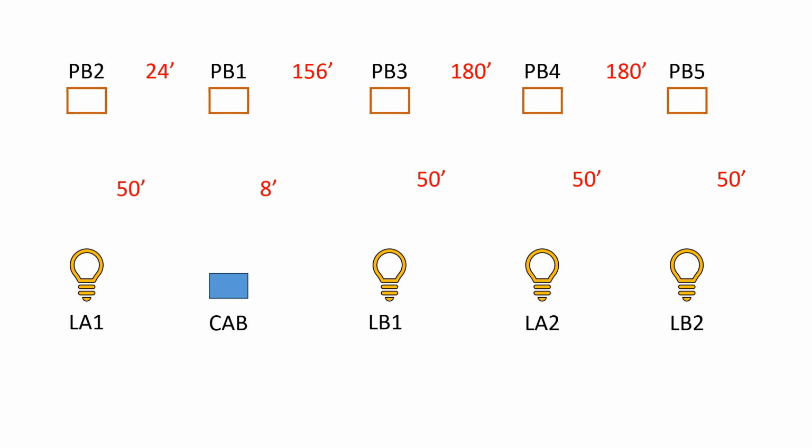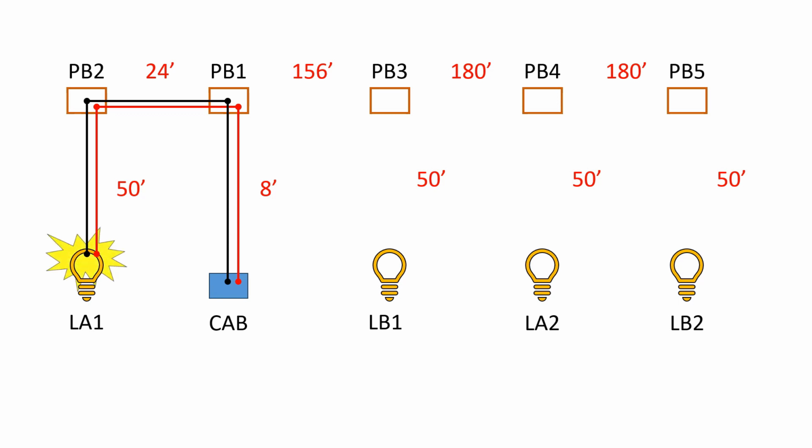We can start with light LA1. We will need to run an A circuit hot wire from the control cabinet to PB1 and then PB2, and finally to LA1. The hot wires will be shown in red. Running a hot wire to the light does nothing unless we run a neutral, allowing the electricity to complete the circuit. The neutral wires will be shown in black. Now that we've completed the circuit, the light is energized.